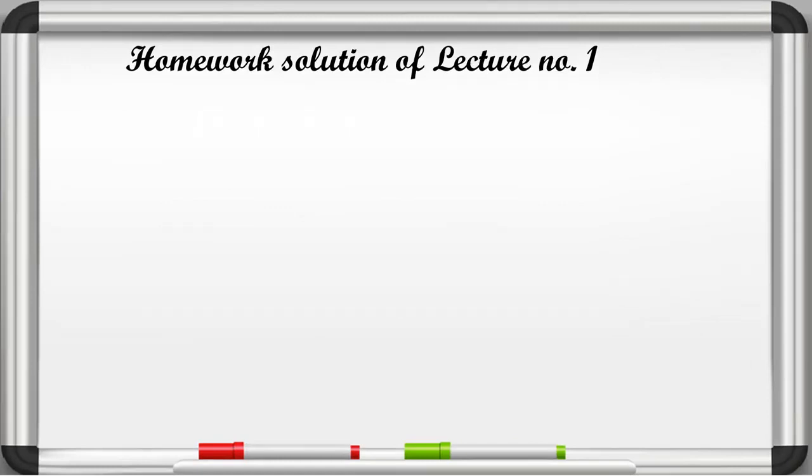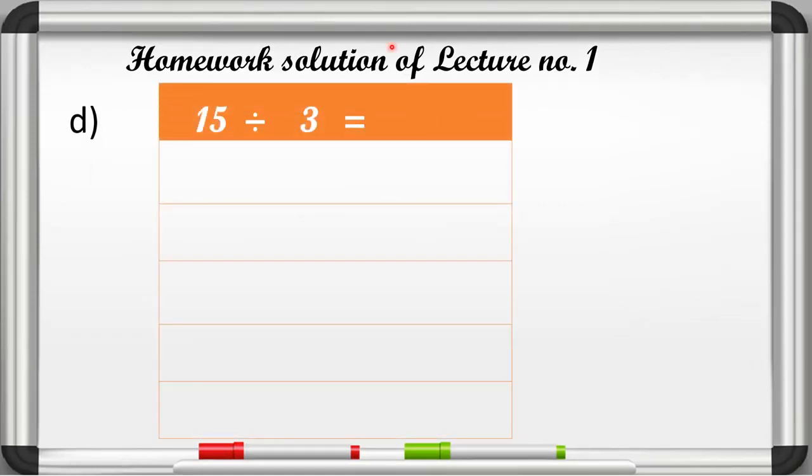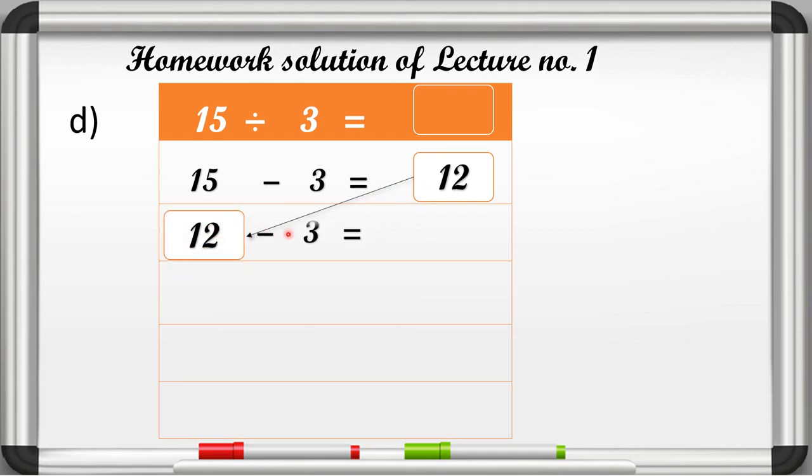Understood? D part, it is given 15 divided by 3 is equal to dash. Okay. So first step is 15 minus 3. So keep 15 in your mind and 3 on your fingers. Let's start backward counting. 14, 13, 12. So write 12 here. Now we have to subtract 3 from 12. So here we will write 12 minus 3. So keep 12 in your mind and 3 on your fingers. Let's start backward counting. 11, 10, 9. So we'll write 9 here.